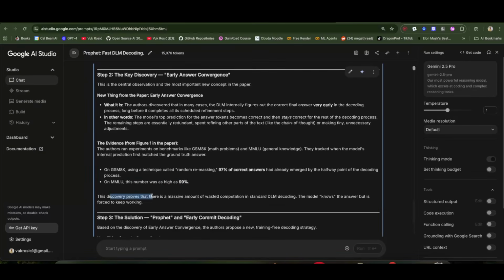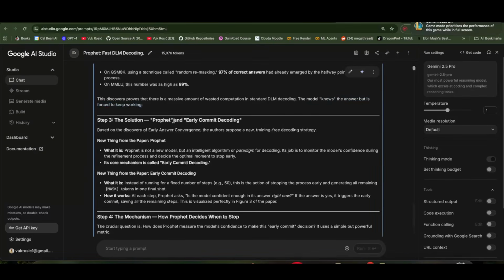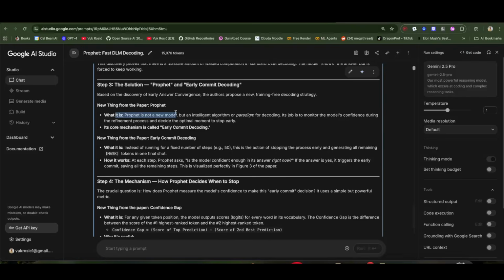This discovery proves that there is a massive amount of wasted computation in standard DLM decoding. The model knows the answer, but it's forced to keep working. The solution: ProFET and early commit decoding. Based on the discovery of early answer convergence, the authors propose a new training-free decoding strategy. It's called ProFET. ProFET is not a new model, but an intelligent algorithm or paradigm for decoding.